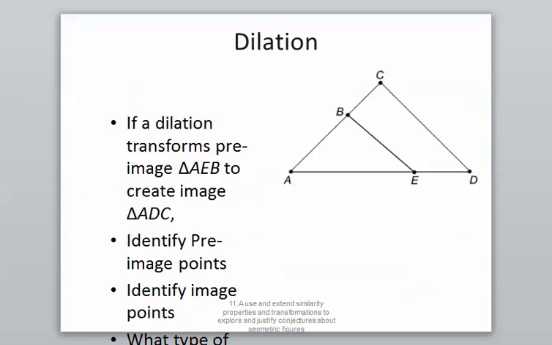Let's go on here. Let's look at a dilation. If a dilation transforms the pre-image ABE, I want to make certain we know which one's the pre-image. So from A to B to E, the yellow one here is our pre-image, to create an image ADC. That means the bigger one is the image ADC.